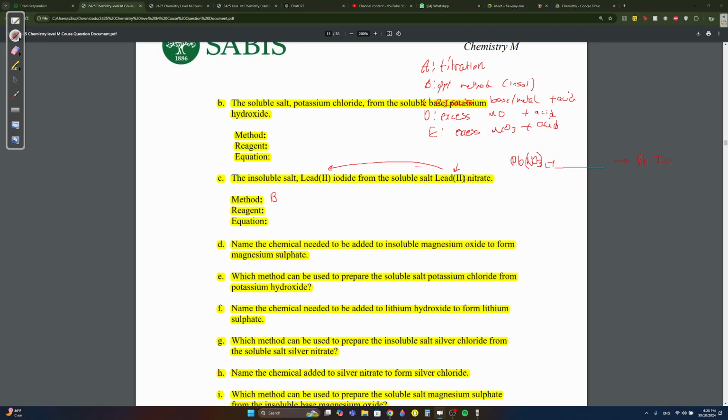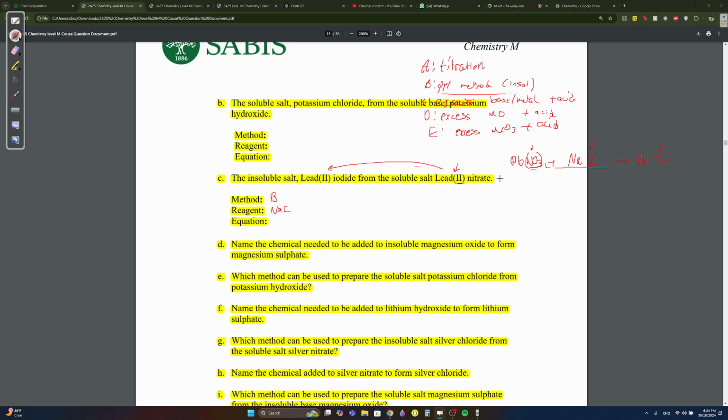PbNO3. There's a 2 here because it's lead 2. Okay, what do I add? I need something. Pb cancels Pb. And I need a salt. A salt that contains what? I, right? It should contain I. And remember, since it's the precipitation method, the salt has to be soluble, because the precipitation method is the mixing of 2 soluble salts to get 1 insoluble. PbNO3 is soluble because it has NO3. So we need to add something to I to make it soluble. You can add anything. I always prefer to add something from the big 5, like Na. NaI. So the reagent will be NaI.